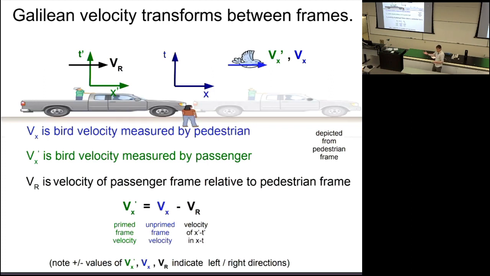So in my little example, if the bird was flying at 20 miles per hour, left to right, with respect to the pavement, then blue V X is 20 miles an hour. If the truck is moving at 10 miles an hour, left to right, with respect to the pavement, then V R is 10 miles an hour. Then this equation here would tell you that the passenger or driver of the truck would see the bird moving with a velocity, that's the green V X prime, that is 20 minus 10, that is 10 miles an hour. And so that's just an embodiment of the common sense relative motion of the bird with respect to the truck, with respect to the pavement or pedestrian.